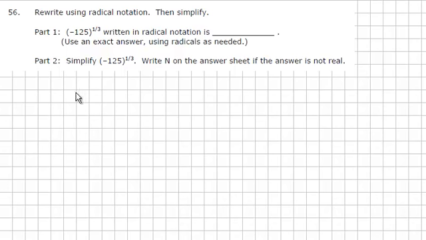Rewrite using radical notation, then simplify. Part 1. Raise the base negative 125 to the 1/3 power, and then write that in radical notation.